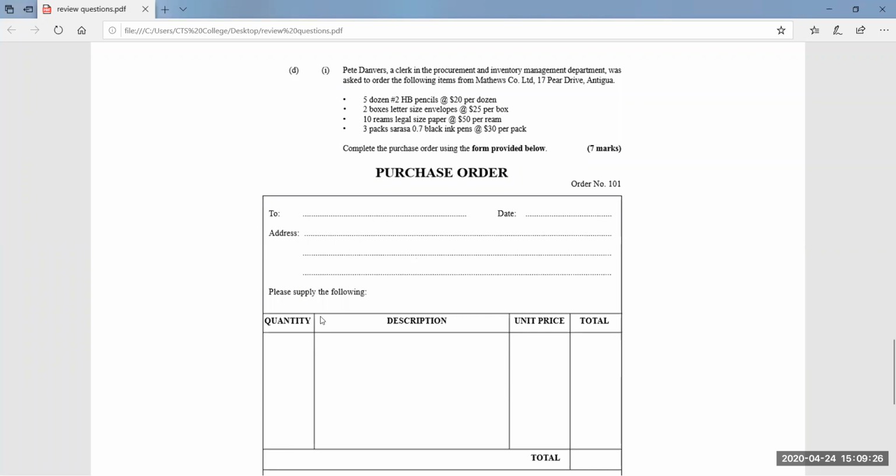So let's look at the first one. What do you have for this first line here? Quantity has what? 5. And then the description will be dozen, number 2, HB, pencil. Perfect. Then the 20 goes here. The unit price multiplied by the quantity will be 20 multiplied by 5 will give you 100. Right. So that's your first calculation here, which is 100.